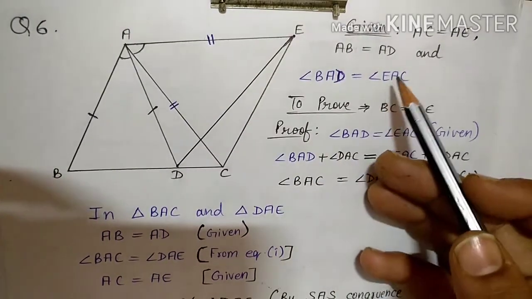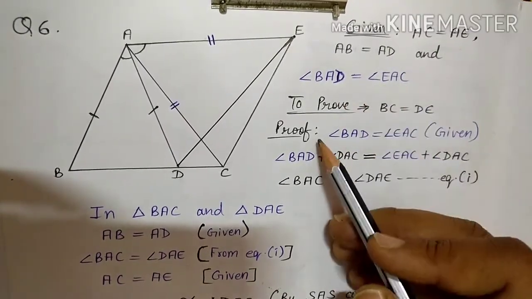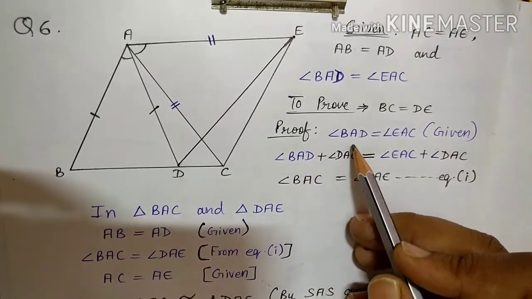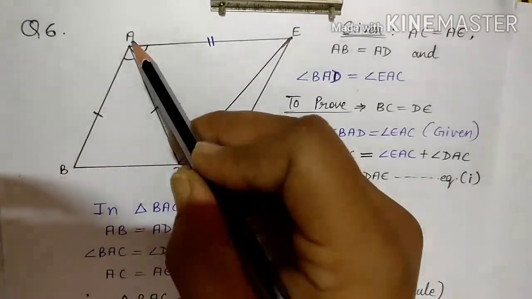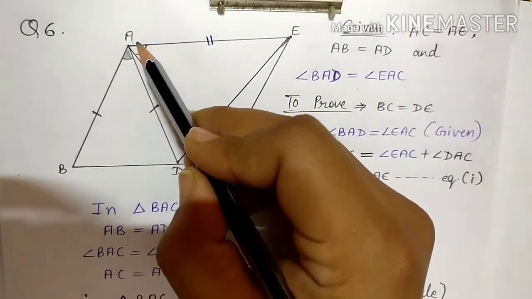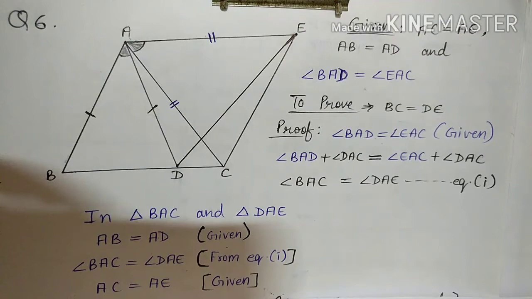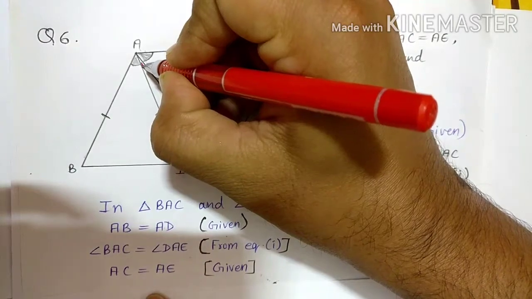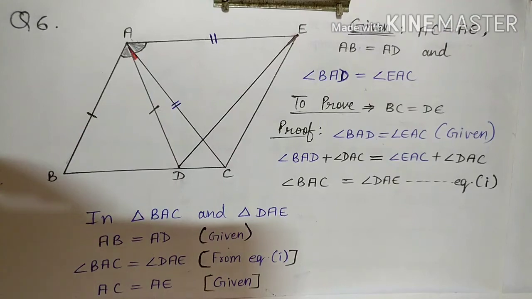As you can see, it is already given that AC equals AE, AB equals AD, and angle BAD equals EAC. We have to prove that BC equals DE. So we have taken proof. Now we are starting the proof. BAD equals EAC, already given in the question. Now if you check properly, this part in the middle is the part which was left in the middle, which I have colored with red.